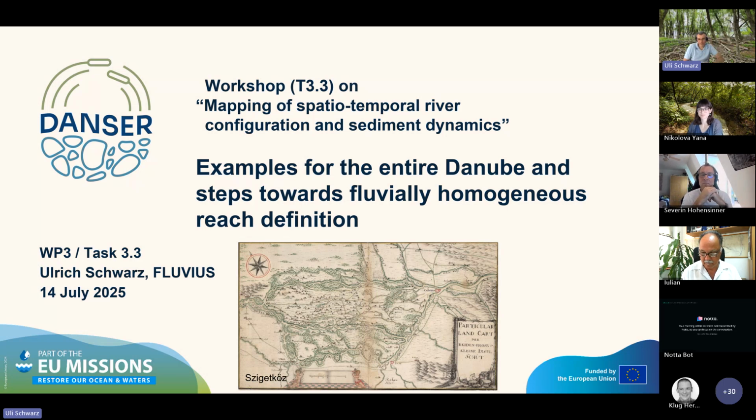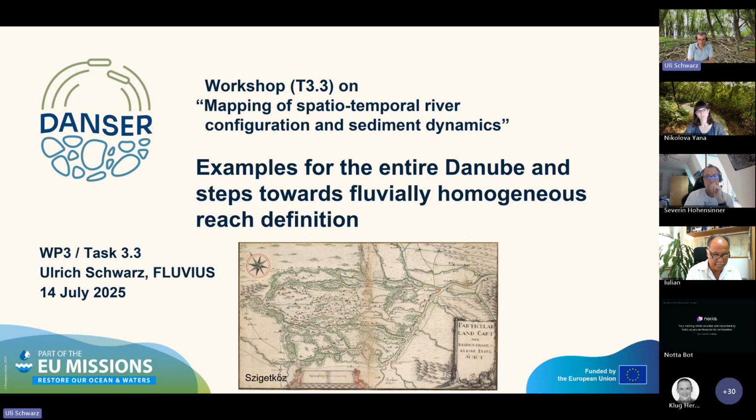My part will be to show you examples for the entire Danube, but also for the upper, middle, and lower Danube. Basically, I have to say from my side, from Fluvius, we are working almost 30 years, like Severin, but of course on a broader range of science and applied projects in the field of hydromorphology and floodplain ecology. But historical maps in particular and their analysis are of greatest interest.